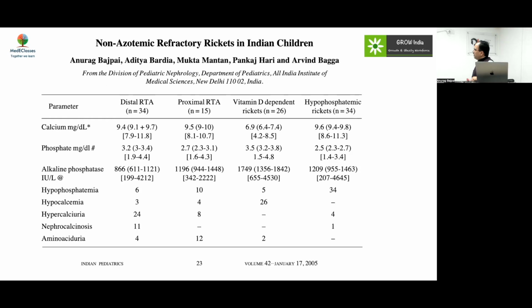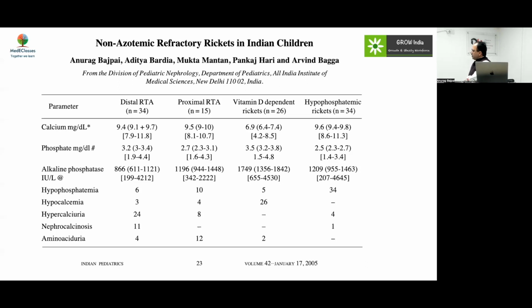Calcium will, of course, be very low in VDDR. Phosphorus will be low in everybody. ALP will be higher in most, but not that high in distal RTA. So basic parameters will help you out in that regard. And nephrocalcinosis, of course, will give you a direct picture towards the diagnosis of a distal RTA.